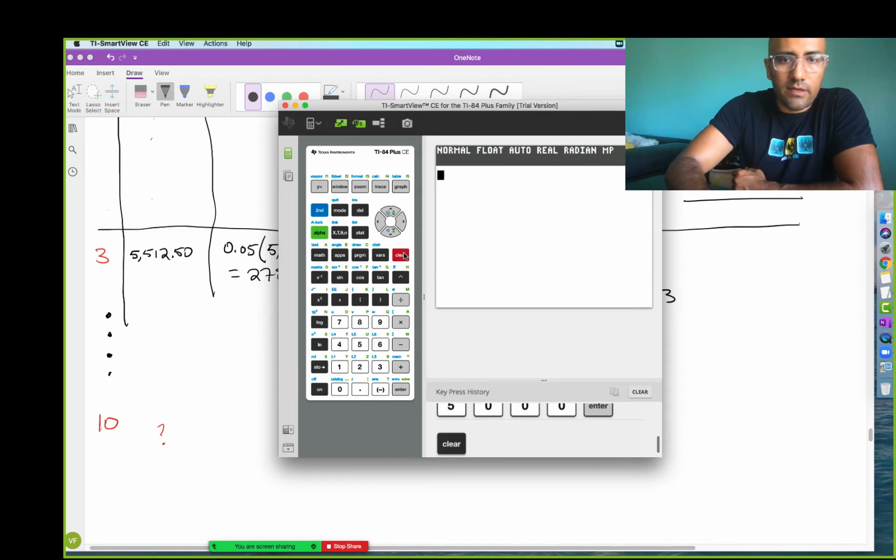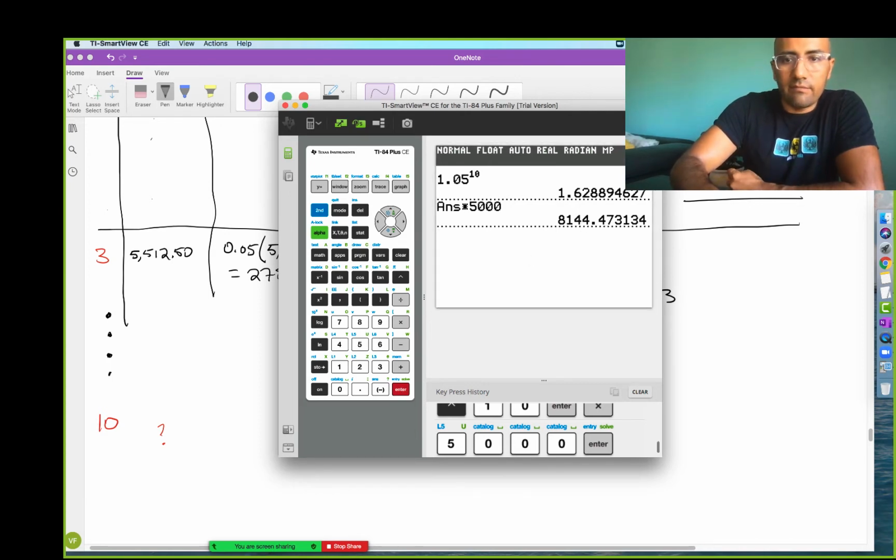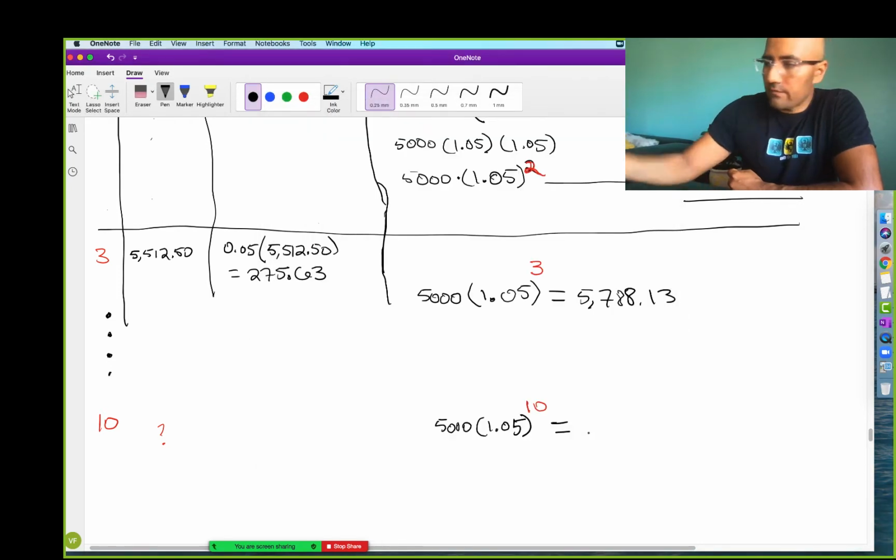Where is this guy? So 1.05 to the power of 10. So 10 years earning this 5% interest rate, times your initial balance. Enter. You get $8,144.47.